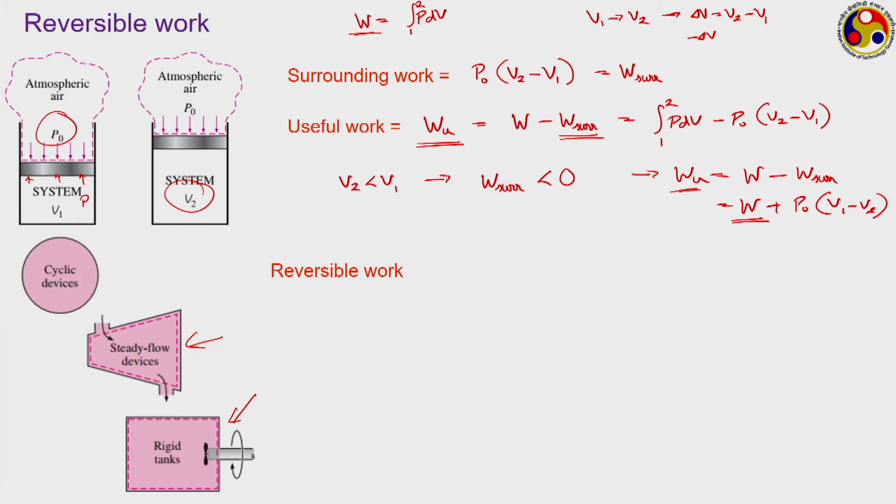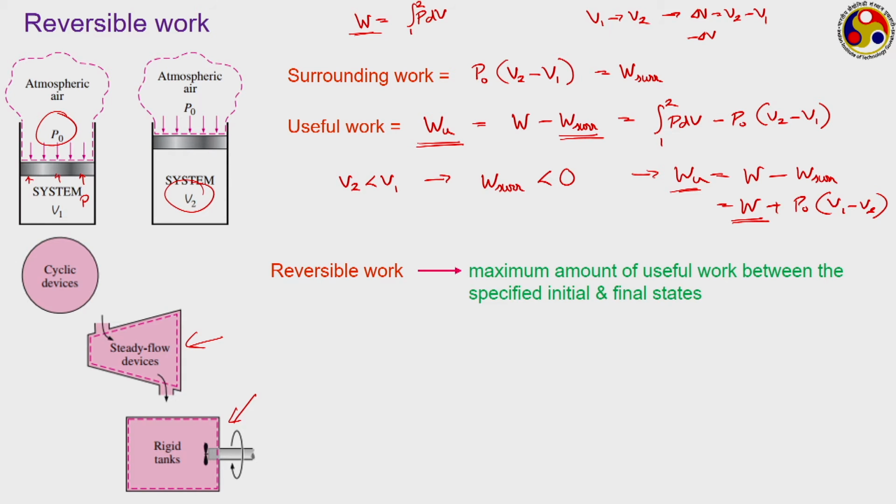The next term that we are concerned about is reversible work. Reversible work refers to the maximum value of the useful work when we are performing a reversible process between a specified initial and final state point. That is, W reversible is W useful when you are going from 1 to 2 following a reversible process, because a reversible process is going to give you the maximum possible work output between two given state points, and W reversible, or reversible work, refers to this maximum value of useful work between two given state points.